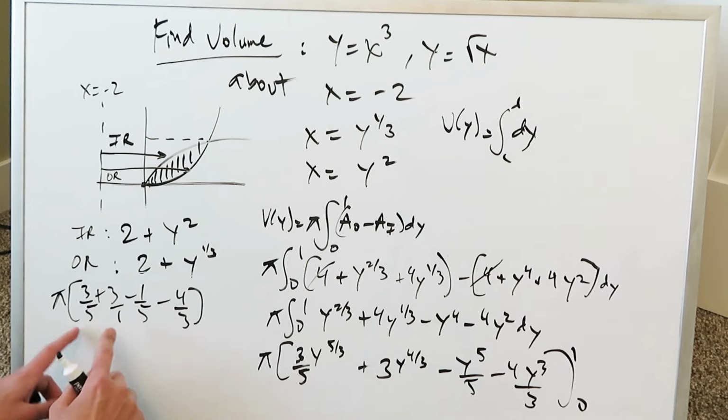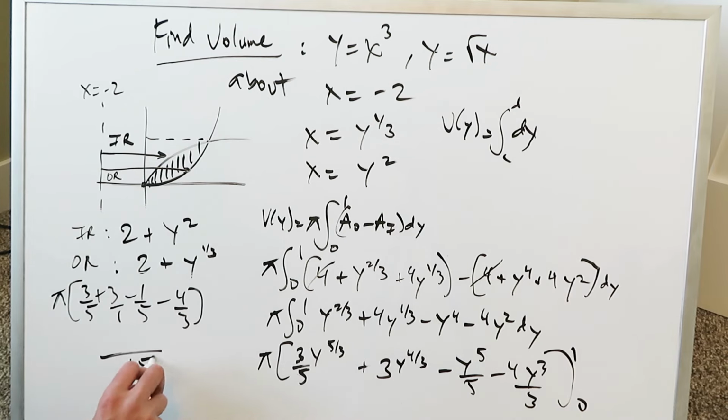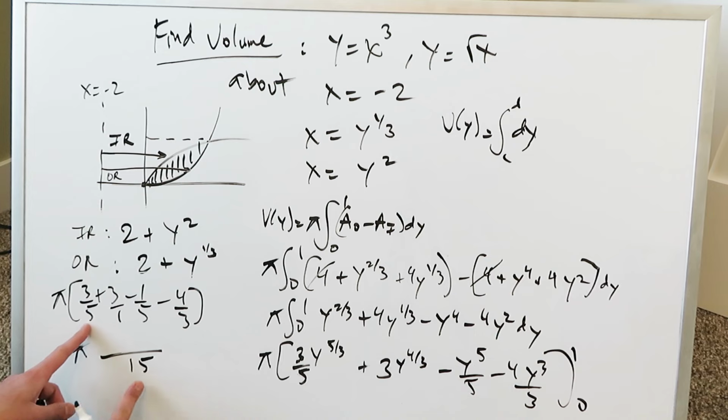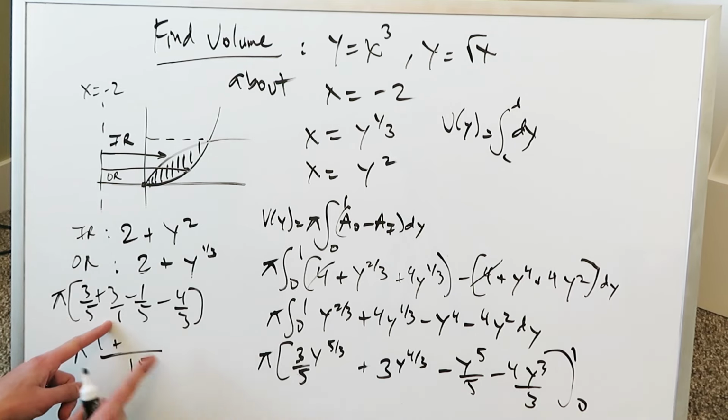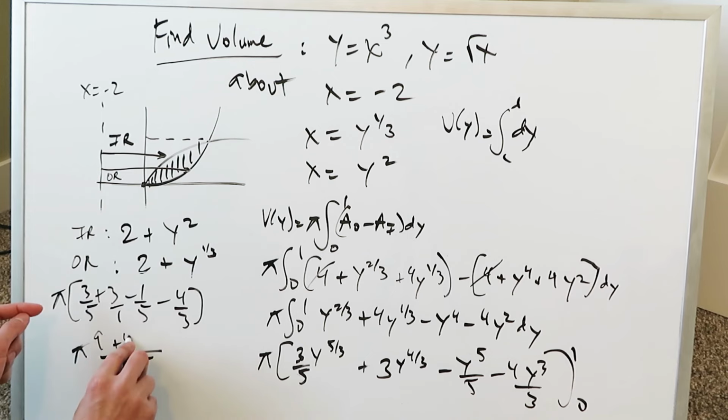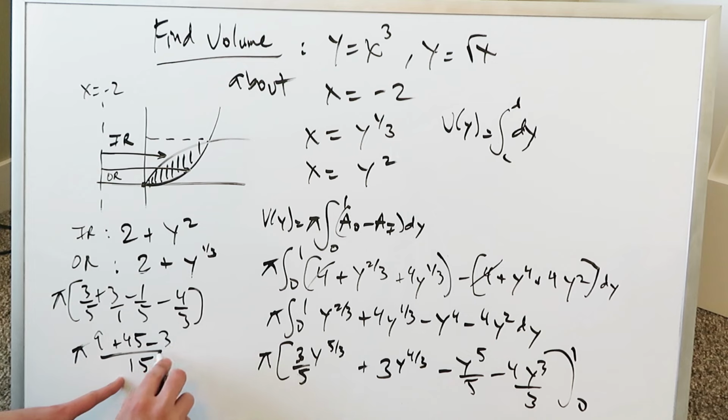And the common denominator of 5 and 3 is just 15. I'll have a pi sitting outside. 5 goes in 15 3 times. 3 times 3 is a 9. Plus 1 goes in 15 times 3 is a 45. Minus 5 goes in 15 3 times, that 1 is a 3. And then lastly, 3 goes in 15 5 times, that 4 is a 20, minus 20. You just have to add all of that up and you get your final answer. We'll do 9 plus 45 minus 3 minus 20. We have 31 pi over 15, and that'll be our answer.